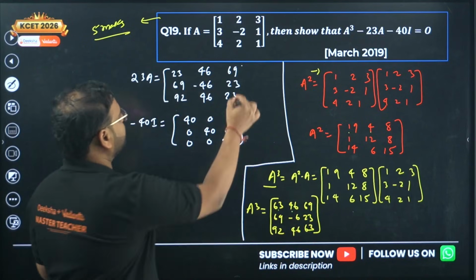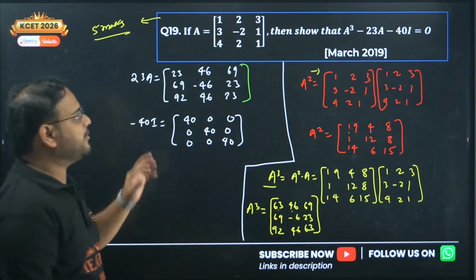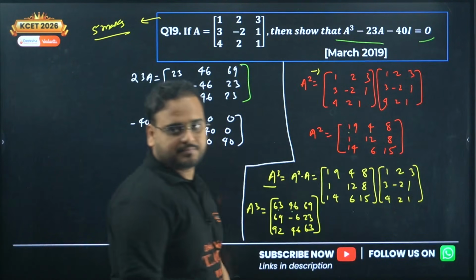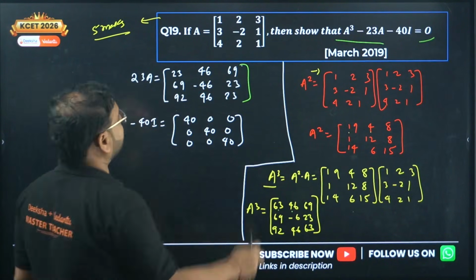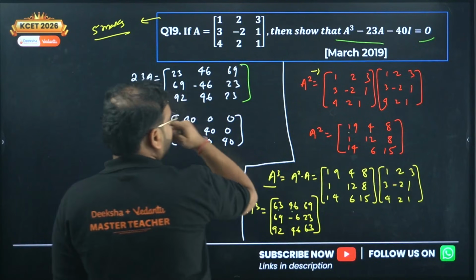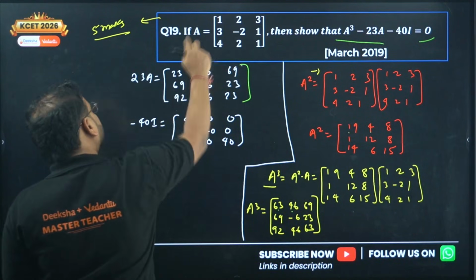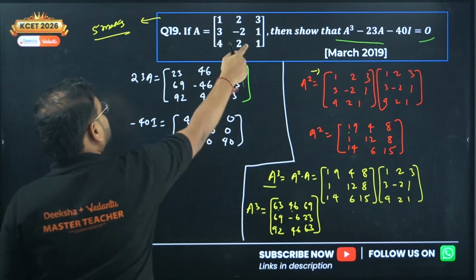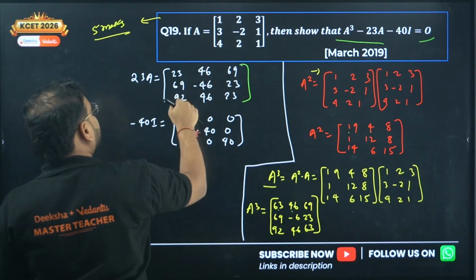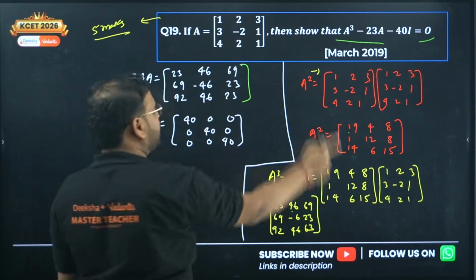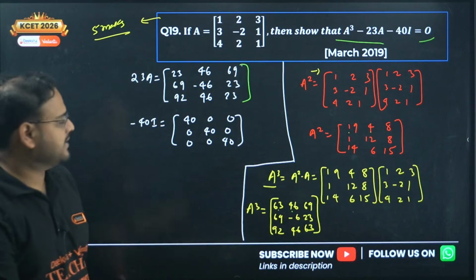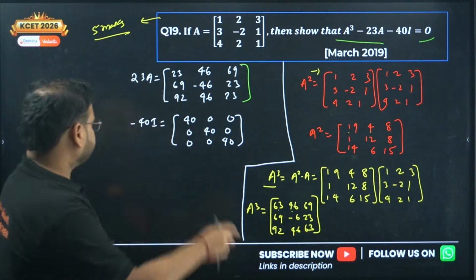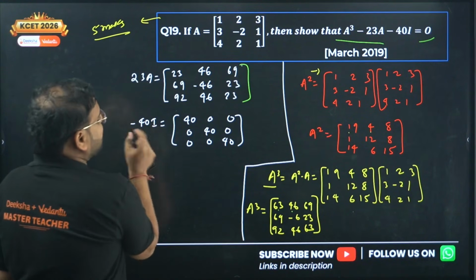Once you get A cube, let's find 23A, because they're asking us to prove this equation equals 0. Okay, A cube is done, find 23A. 23 into 1 is 23, into 2 is 46, 69, again 69, minus 46, plus 23, into 4 will be 92, and 46 and 23. Simple multiplications, nothing else. Table of 23. We don't know that, but we can multiply, right? Okay. Minus 40I. Minus 40I.